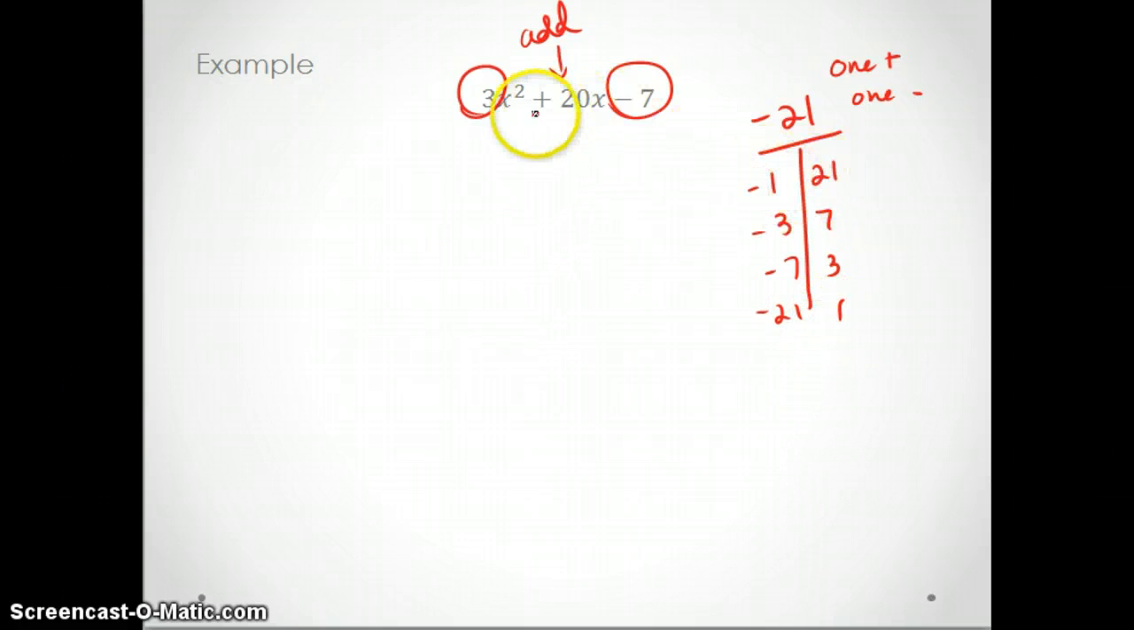Now let's look at which one of these adds to positive 20. That's going to be negative 1 plus 21. Okay, you can verify using your calculator if you need to.